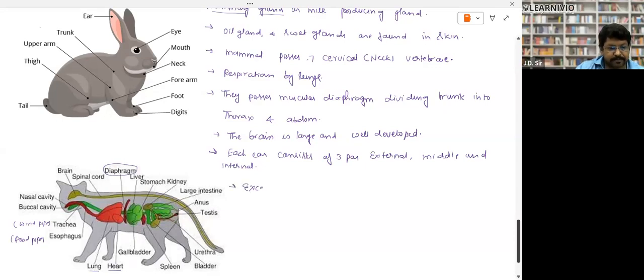Except some egg-laying mammals, all the mammals are viviparous.